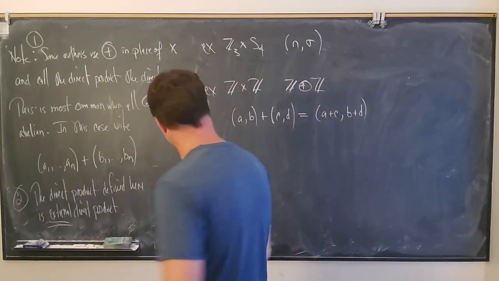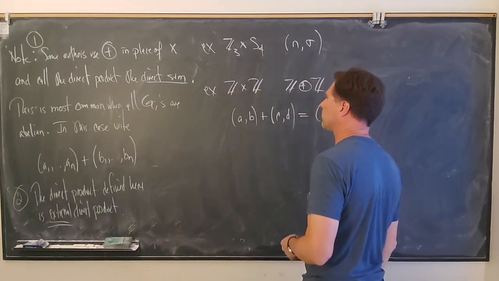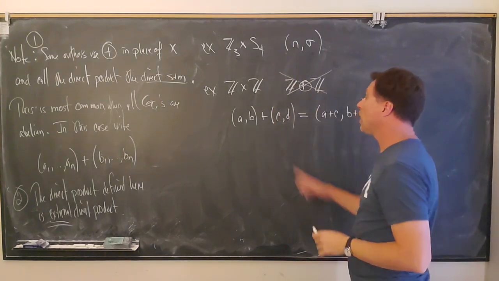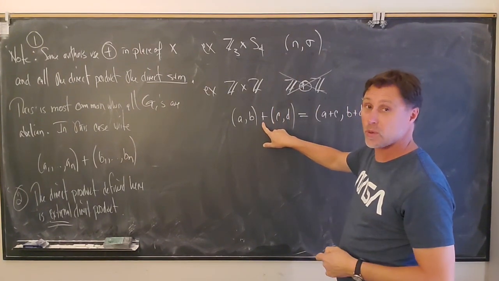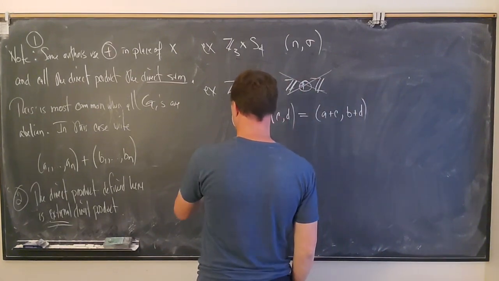Your book just uses the X symbol, the Cartesian product symbol. So your book does not use that symbol, but still, you'll put a plus in between those things because the operation is addition. How about this one?